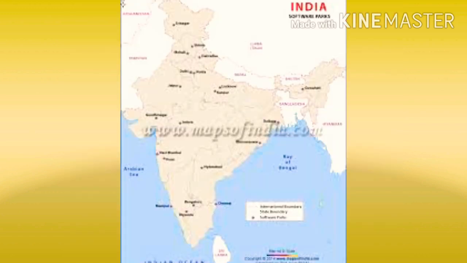Some of the major software technology parks in India were one in Srinagar in Jammu and Kashmir, Noida in Uttar Pradesh, Mumbai, Pune in Maharashtra, Thiruvananthapuram in Kerala, Hyderabad in Andhra Pradesh, Bhubaneswar in Odisha, Guwahati, Assam, Mohali in Punjab, Jaipur in Rajasthan, Indore in Madhya Pradesh, Chennai in Tamil Nadu, Visakhapatnam, Kolkata in West Bengal, Bengaluru and Mysore in Karnataka.